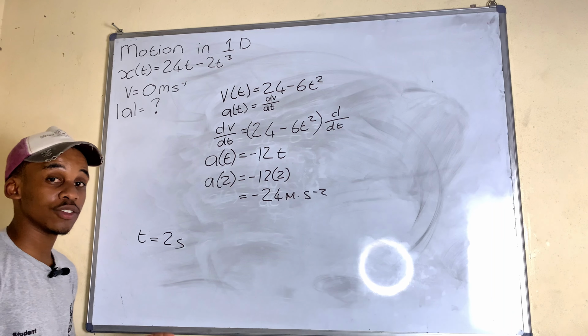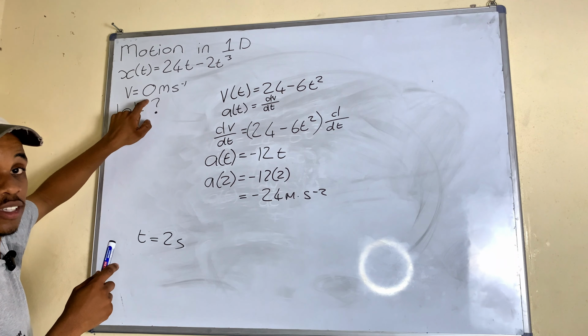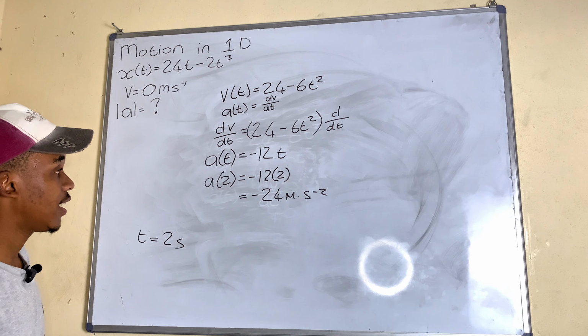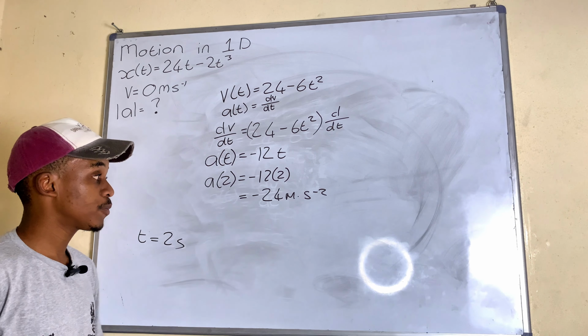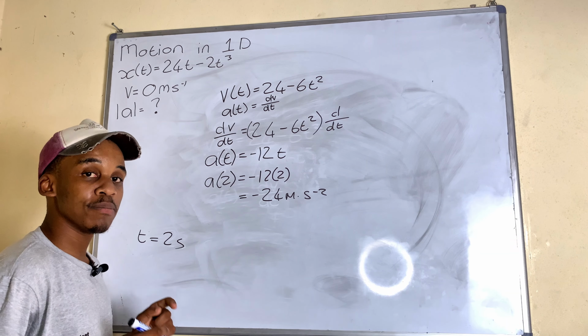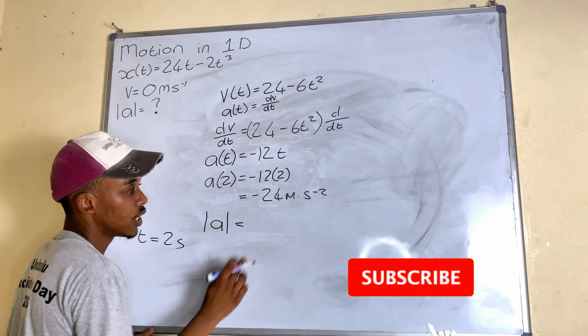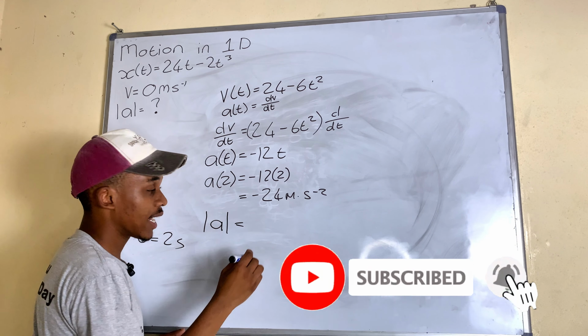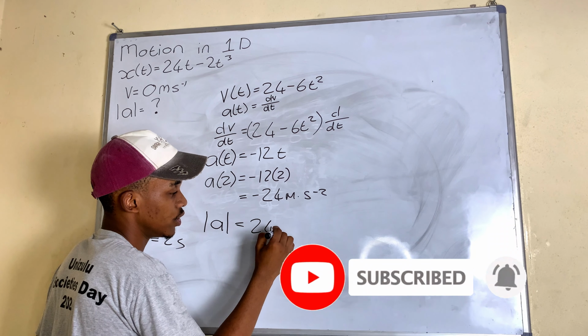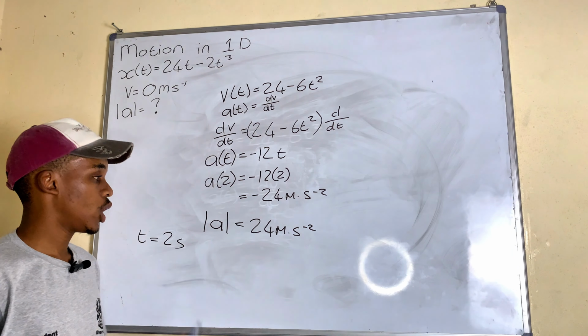Remember, the question asked us to calculate the magnitude of the acceleration when our velocity is equal to 0 meters per second. And this is the acceleration when our velocity is equal to 0. To find the magnitude of acceleration, this will simply become positive 24 meters per second per second.